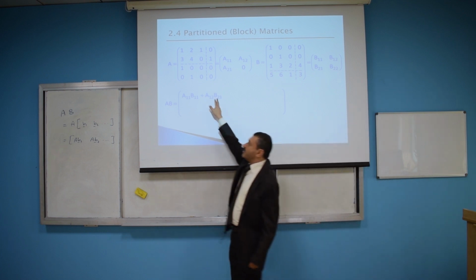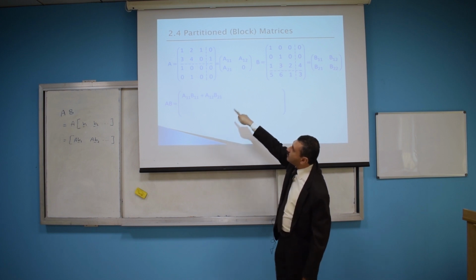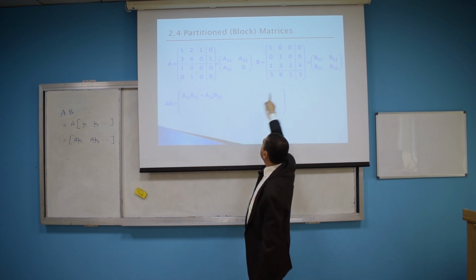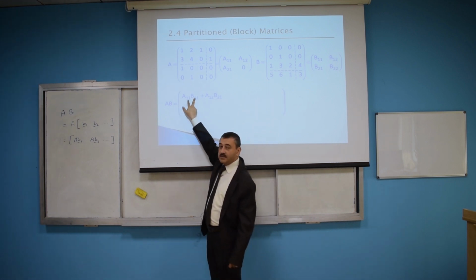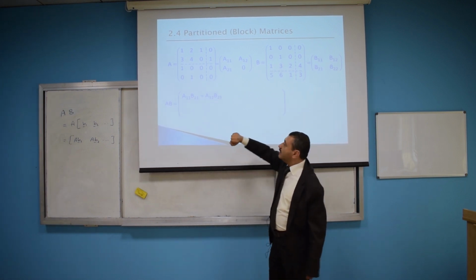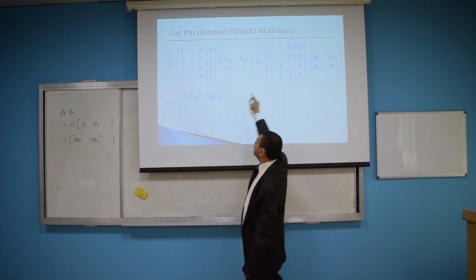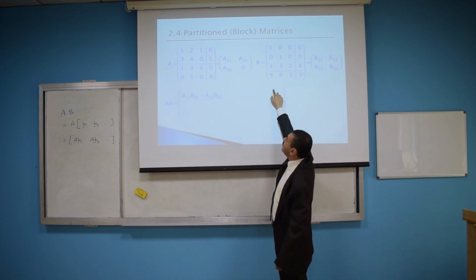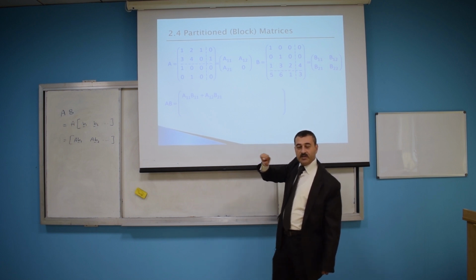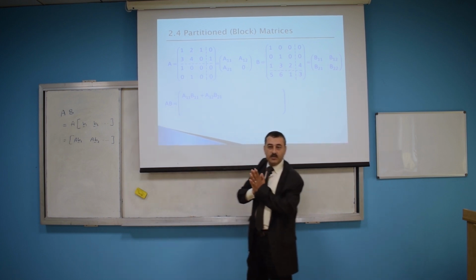Let's check if these multiplications are valid or not. What is the dimension of A11? 2 by 3, right? And B11, 3 by 3. So this multiplication is valid, and the output is 2 by 3 matrix. What about this guy? A12, B21. A12 is 2 by 1. B21 is 1 by 3. So multiply 2 by 1 by 1 by 3, so we'll get 2 by 3 matrix with the same dimension as this guy, so the addition is valid also.